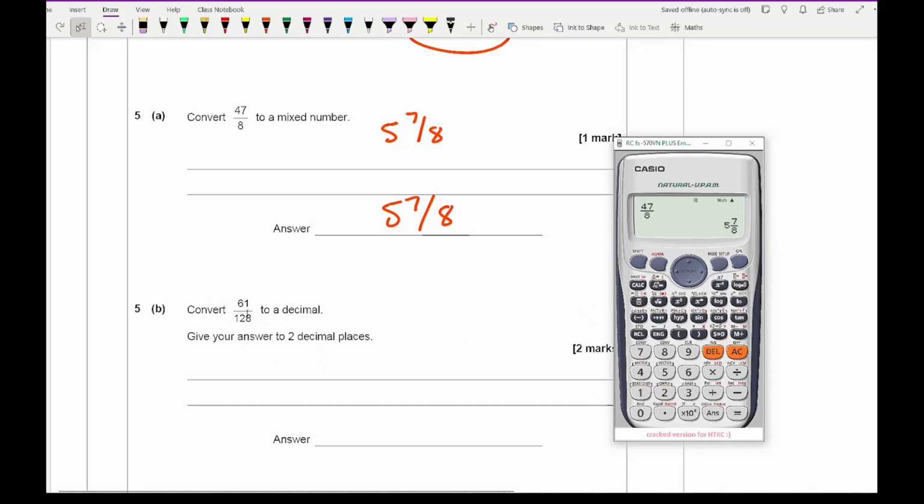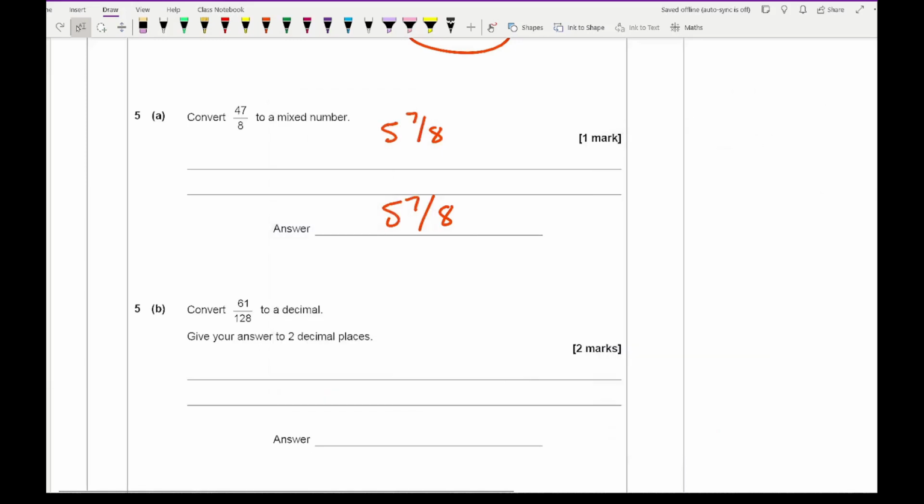Next question then says convert 61 over 128 as a decimal. We can do that straight on the calculator. So 61 divided by 128 equals, press the SD button, and we want to round it to 2 decimal places. It is worth 2 marks, so you'd get 2 marks if you write it correctly, but to play it safe, I would always recommend that you write down the whole entire number. So that whole entire number should be 0.4765625. Rounded to 2 decimal places gives you 0.48.